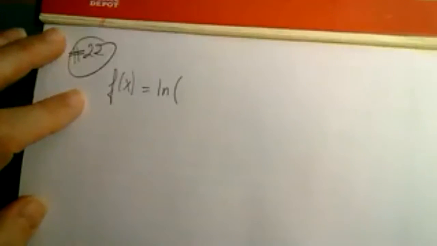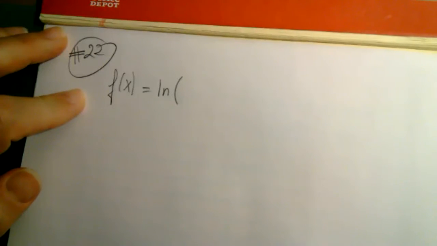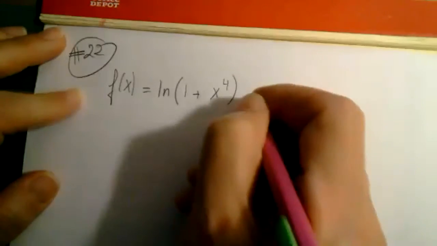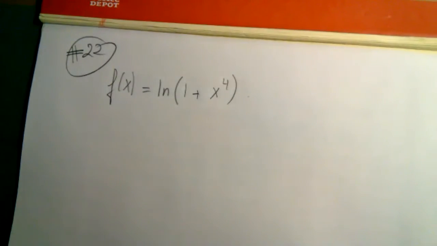2022. Okay, they want us to find the power series of the following function. So I have f of x equal ln of 1 plus x to the power 4. Okay, very good. Now, how are we going to do that?